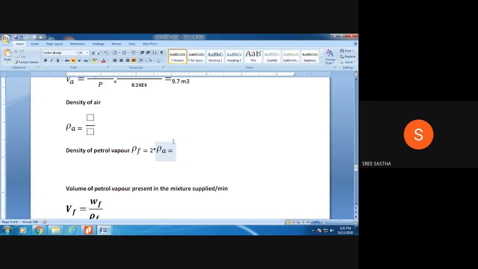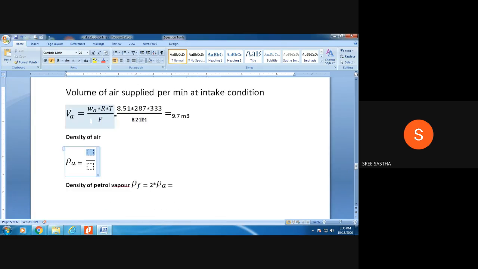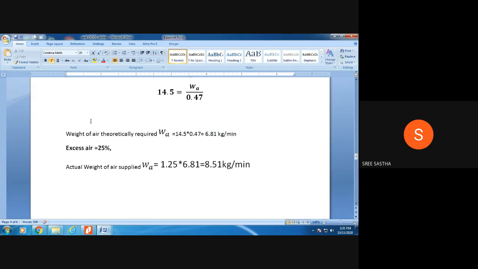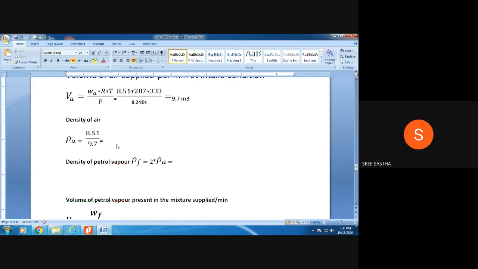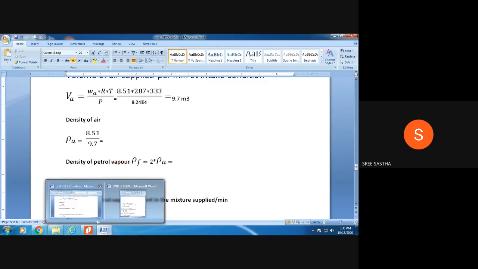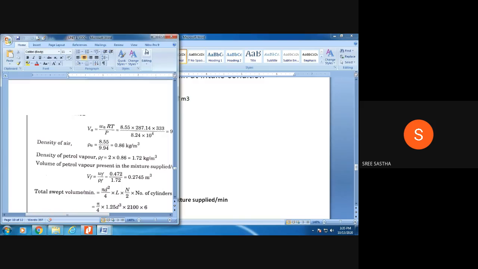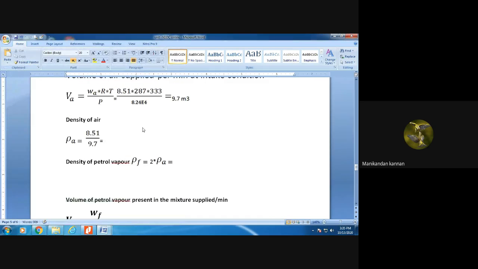For that, he has given one hint. Density of the fuel is equal to 2 times the density of air. So since the data is given, I'm finding the density of air. Density of the air is mass per unit volume. What is the mass? Here I have 8.51 mass divided by volume. That is kilogram per meter cube. So find out this answer. What is density of air? 0.8777 kilogram per meter cube.